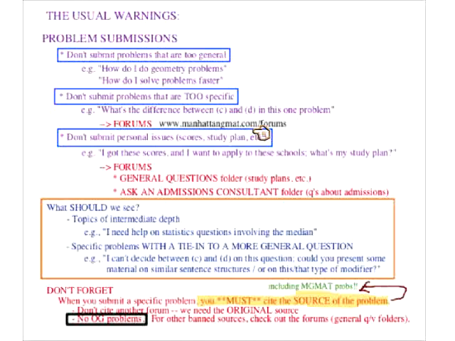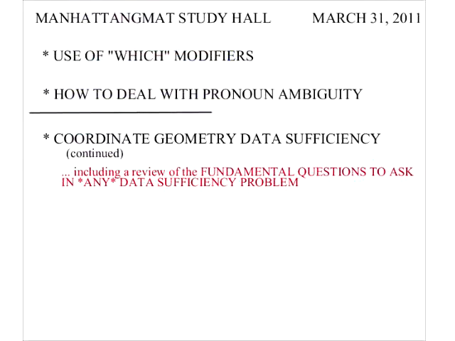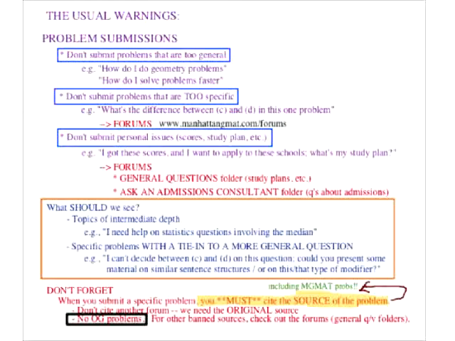As far as what you should submit, again, intermediate depth. This was one of the decently recent topics. Coordinate geometry data sufficiency is the right kind of depth. It's not so specific that we can just answer it on the forum, but it's also not so general that it would be hundreds of hours. Pronoun ambiguity issues, that's the right level of depth. It's a single focused topic, but still general enough for us to cover. And so on. So that's the rules as far as submissions.